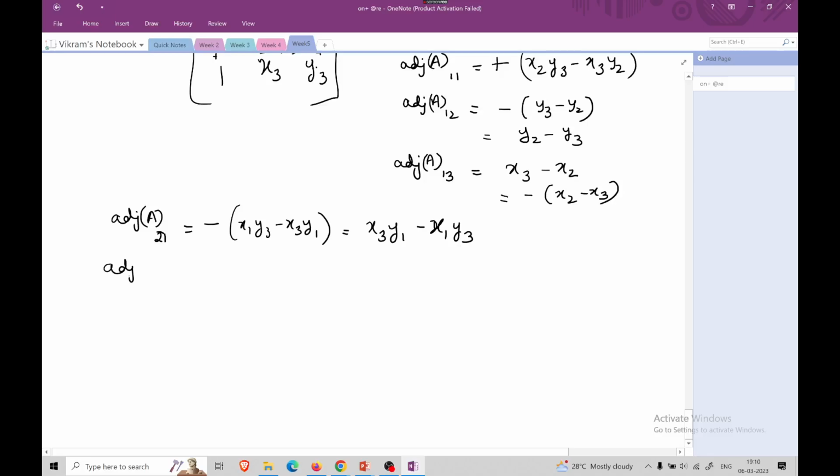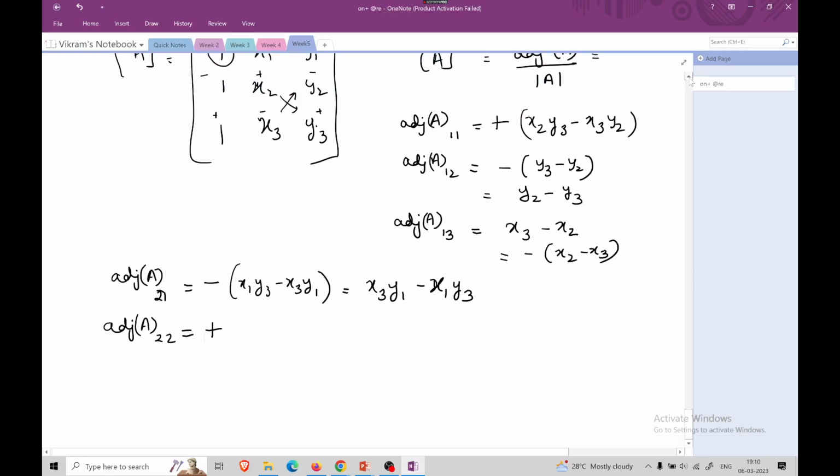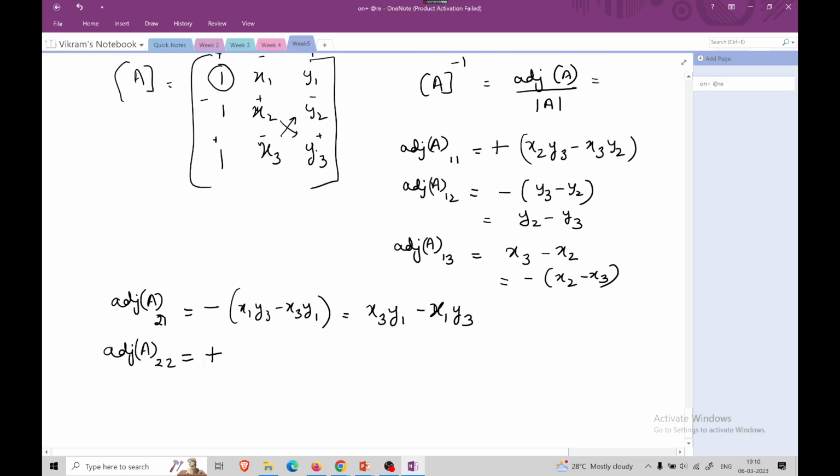So adjoint of 2 2 will come with a plus sign, and here I am going to exclude the second row and second column, and what is remaining is y3 minus y1. So adjoint of 2 3 will come with a minus sign. I am going to exclude the second row and third column. What will I get? x3 minus x1.